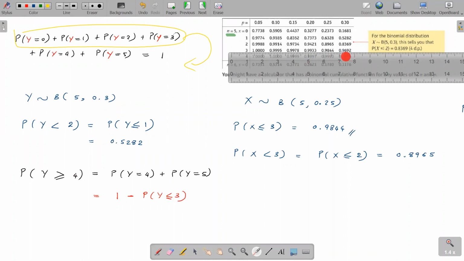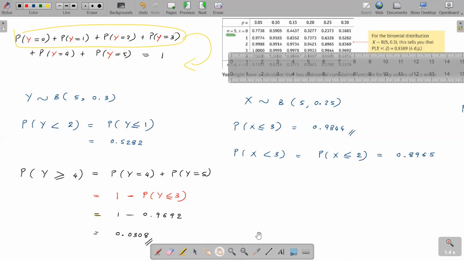And what do we use here? 0.9692. So you will find here 1 minus, this is equal to 1 minus 0.9692. Guys, how much is the answer? 1 minus 0.9692 is 0.0308. Guys, is this clear?